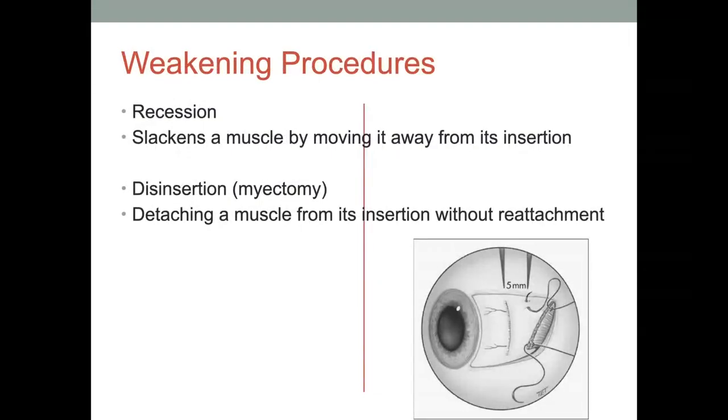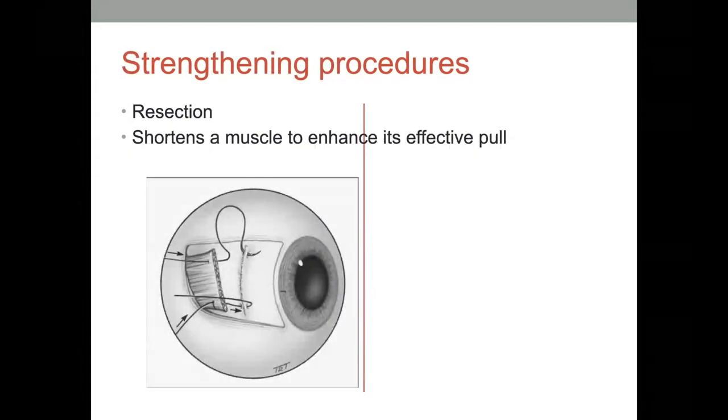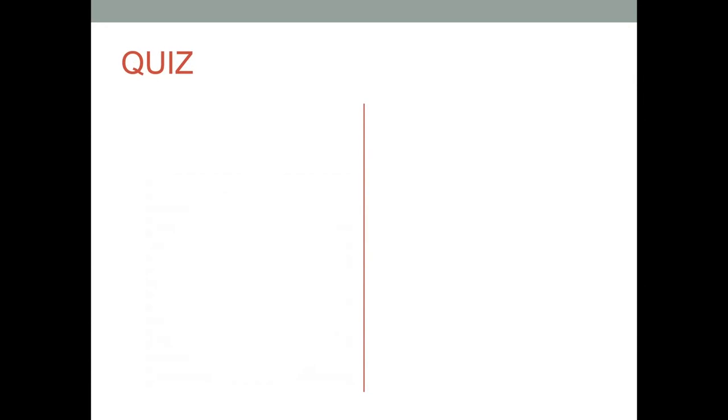In a recession, we slacken the muscle by moving it away from its insertion. We can also do a disinsertion of the muscle, which we call a myectomy, where we detach the muscle from its insertion without reattaching it. In our strengthening procedure, as I said, that's a resection. So we shorten a muscle to enhance its effective pull, and then we reattach it to its point of insertion.